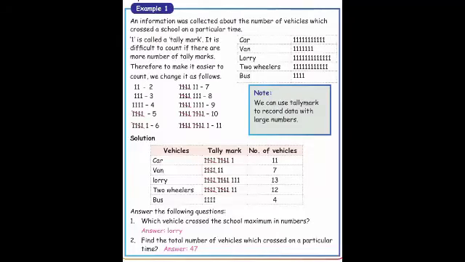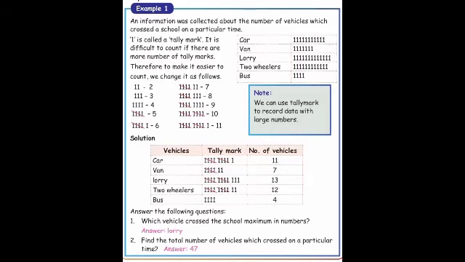We have to divide the tabular column into 3 parts. One is vehicle, one is tally mark, and the other one is number of vehicles. First one is car. So here, how many lines are given? Just count it. 1, 2, 3, 4, 5, 6, 7, 8, 9, 10, 11. So instead of counting like this, we are going to make a tally mark. How to draw the tally mark? Yes, 1, 2, 3, 4, cross, which means 5.